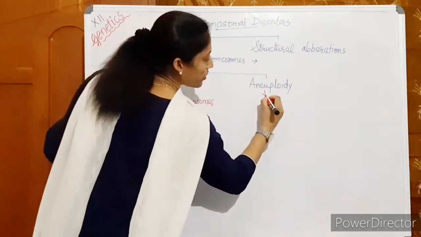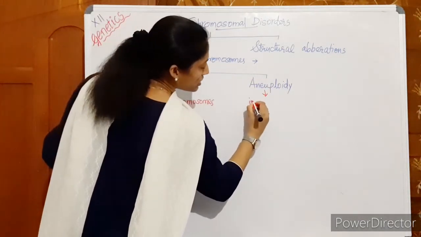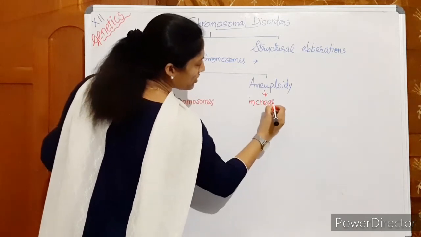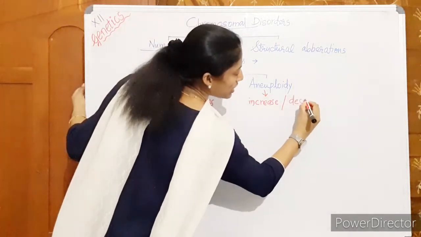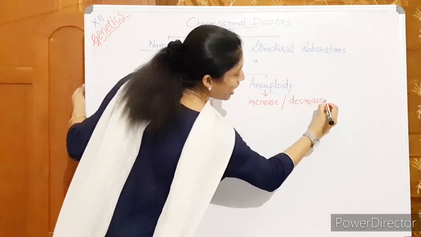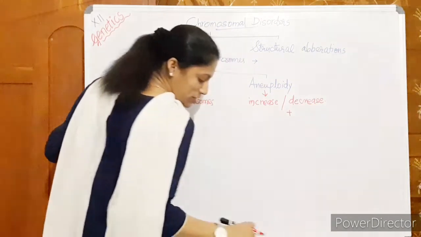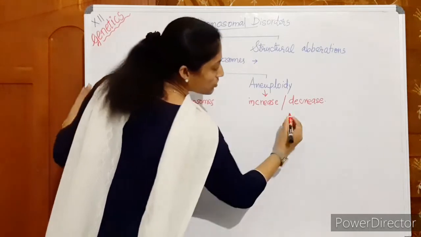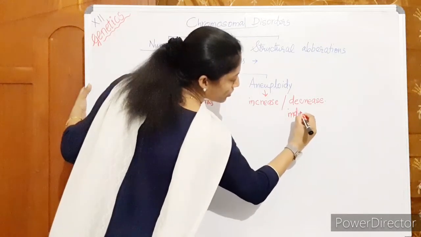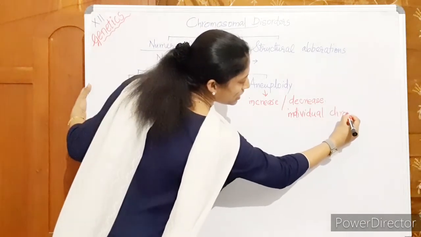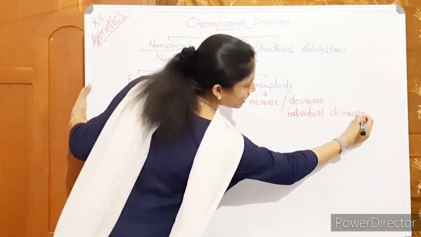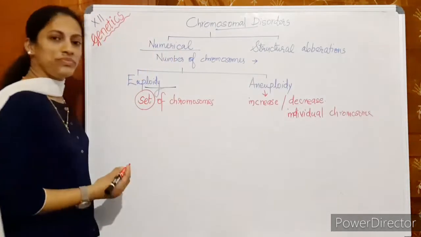Whereas in aneuploidy, there is increase or decrease. Both are possible here, though increase is common. Increase or decrease in chromosome number as individual chromosomes. Individual chromosomes are added or lost. We will discuss it.